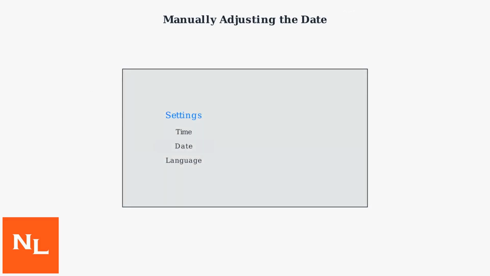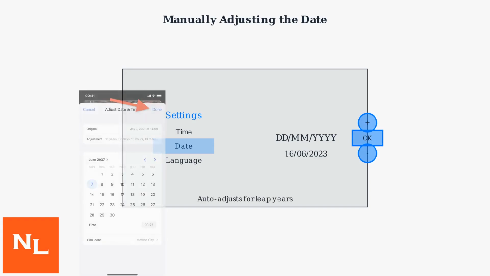Similarly, navigate to the Date option in the Settings menu. You'll likely see the date format as DDMMYYYY. Use the plus and minus buttons to adjust the day, month, and year. The system usually auto-adjusts for leap years. Press OK to confirm each setting.